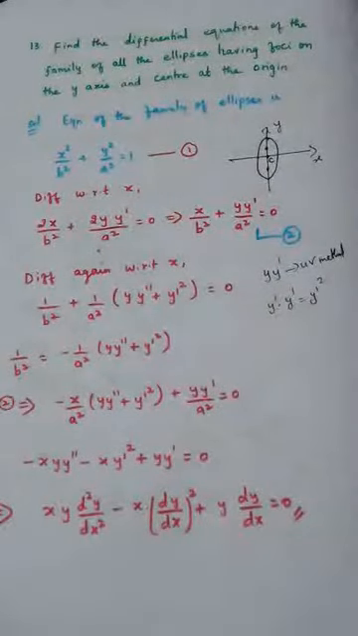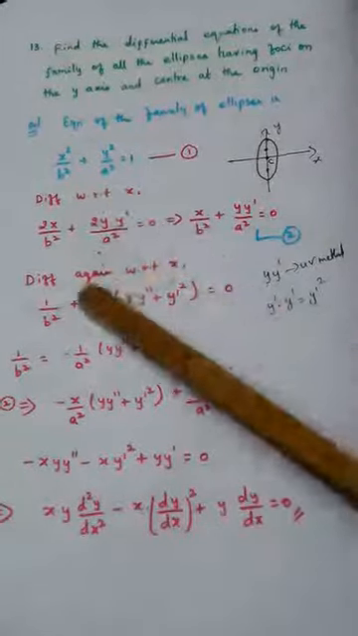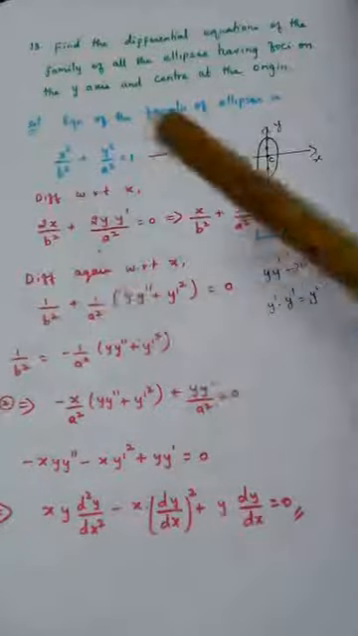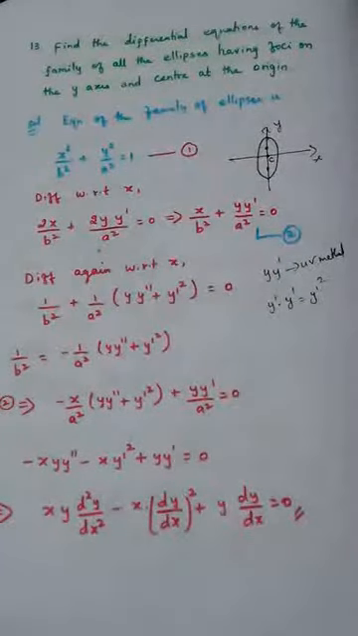So everything is based purely on differentiation. Why are we differentiating 2 times? Because a and b are 2 arbitrary constants present, so definitely we need to differentiate 2 times. Keep that in your mind. Problem number 14.